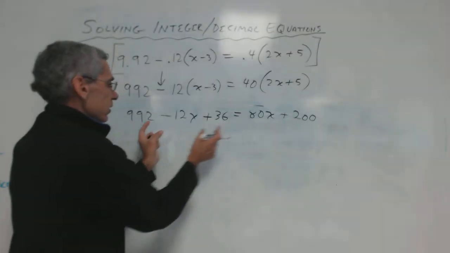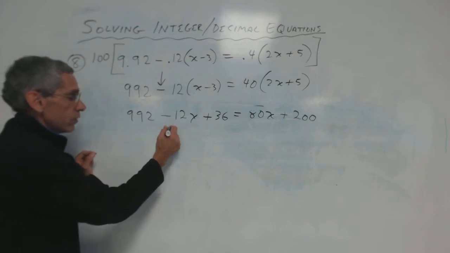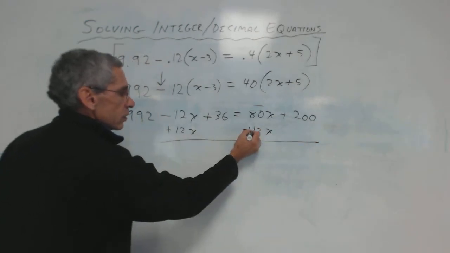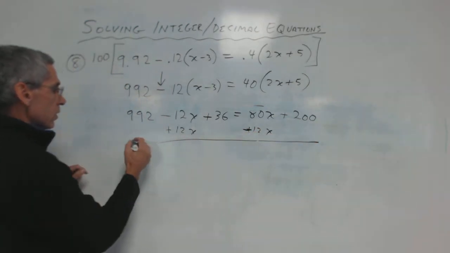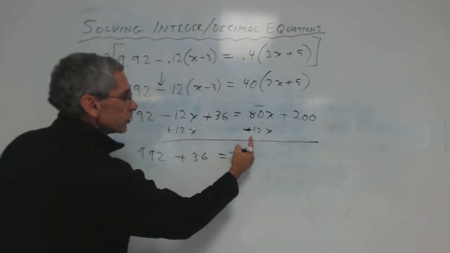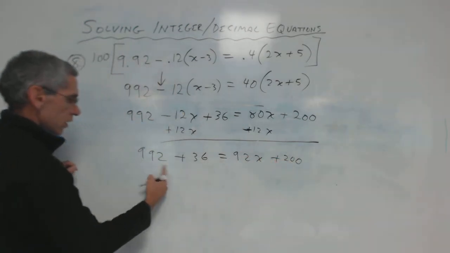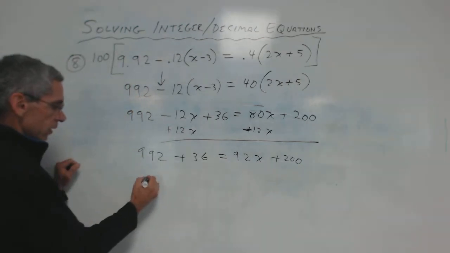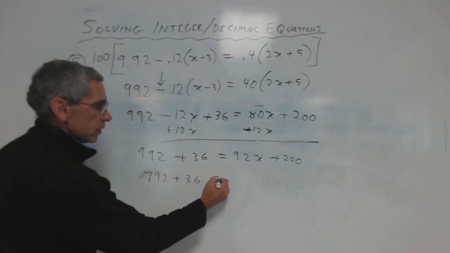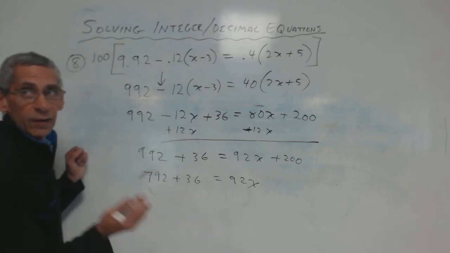So now I look at my x's. I'm going to just move my negative 12x to the other side. Add 12x, right? Okay, 992 plus 36 equals 92x plus 200. So I could subtract 200 right now, so I'll do that. So that's 792. 792 plus 36 is equal to 92x. I'm just doing this really fast, and then I add those, and then I divide by 92.